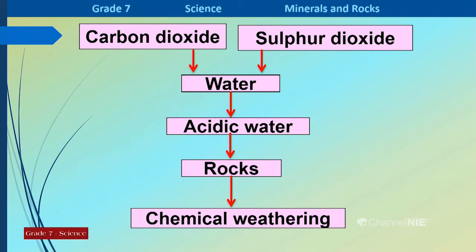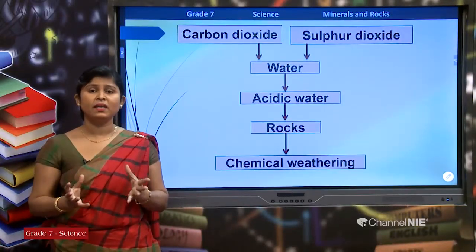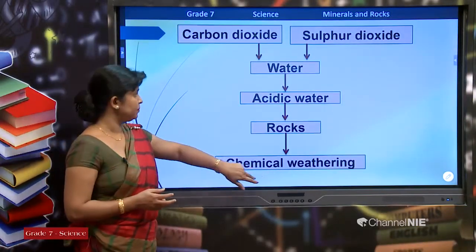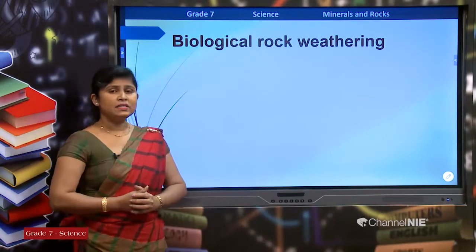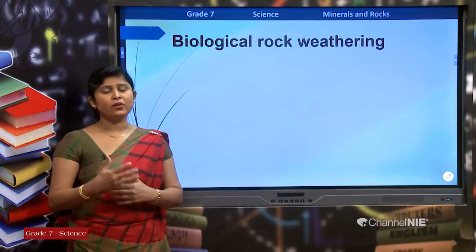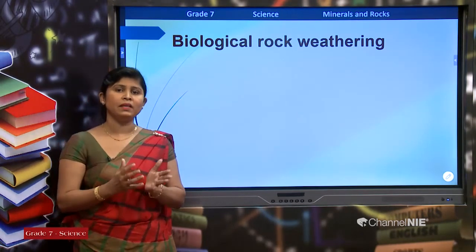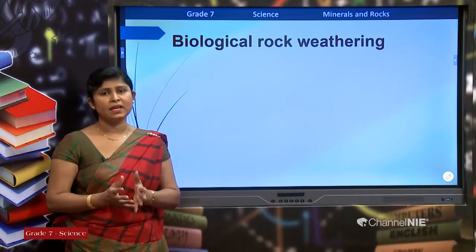Acidic water is formed by dissolving carbon dioxide and sulphur dioxide in water. Then when the acidic water falls onto the rocks, they are subjected to chemical weathering, right. I think you all can understand and it is very clear. Let us see the last one, biological rock weathering. Biological rock weathering means the weathering of rock which is created by the action of plants and animals.